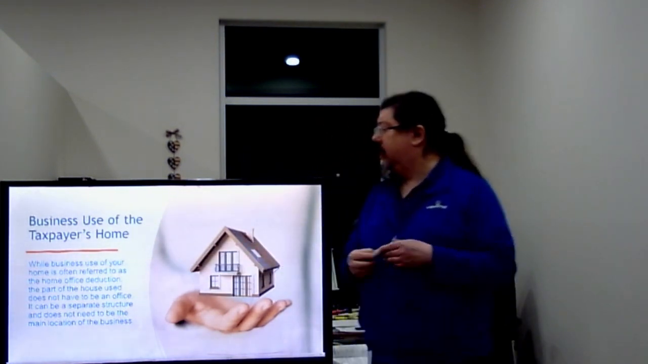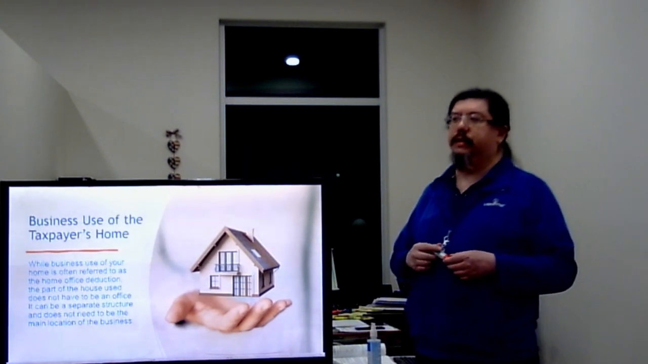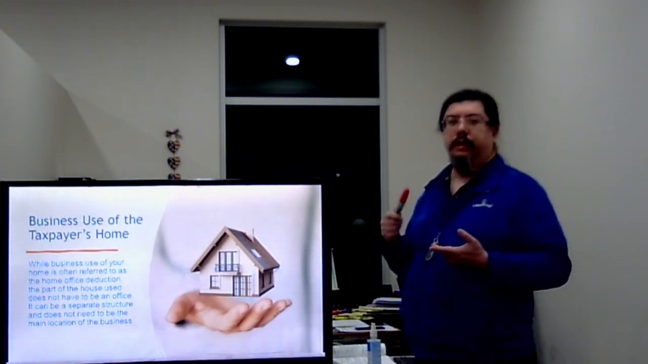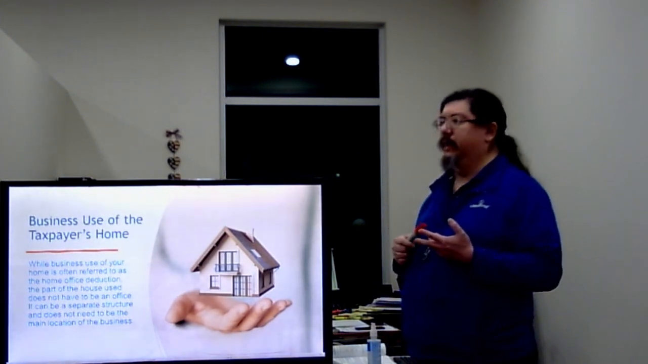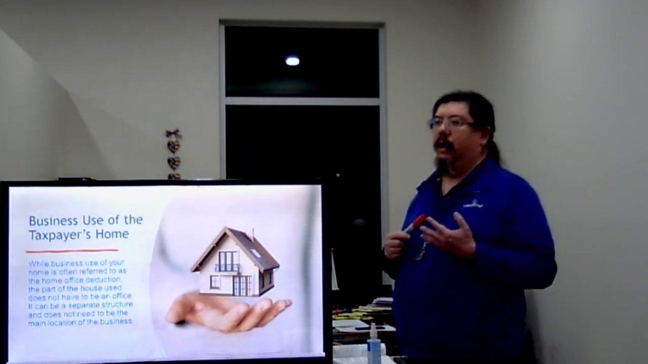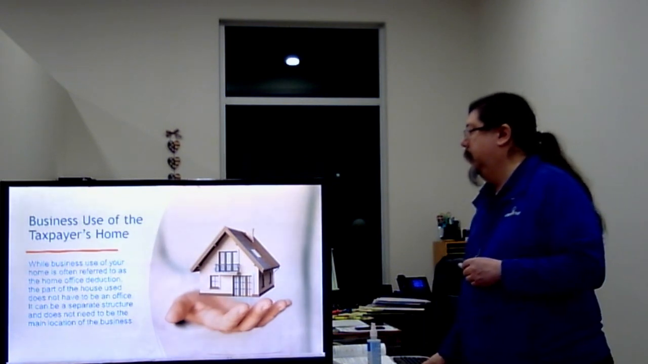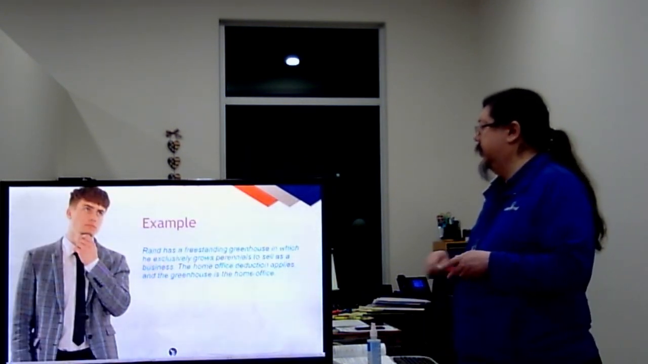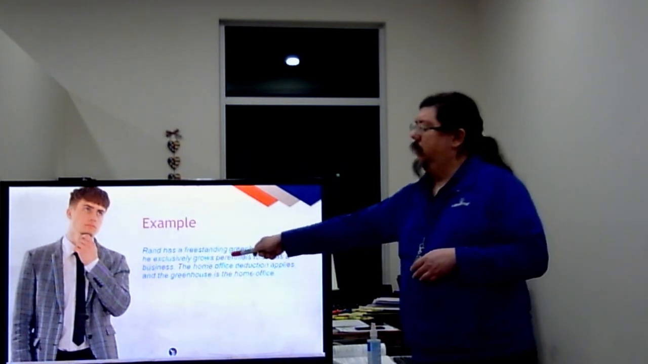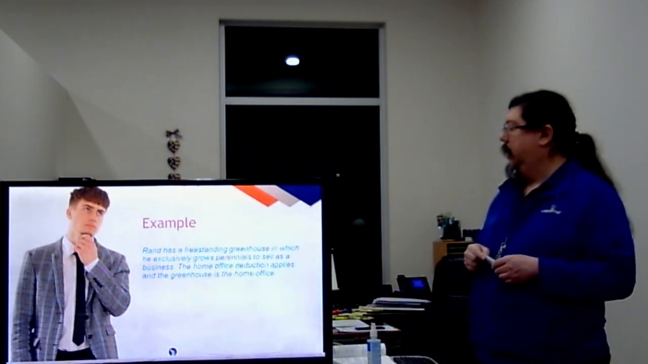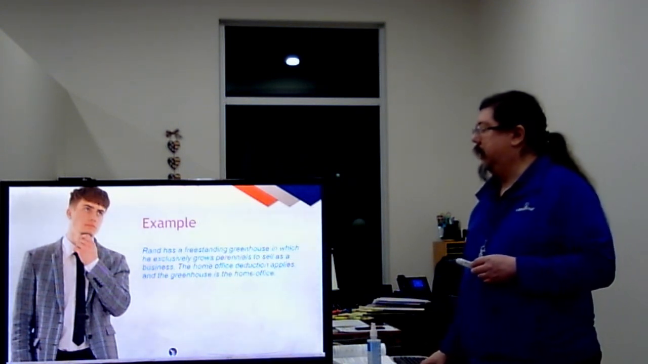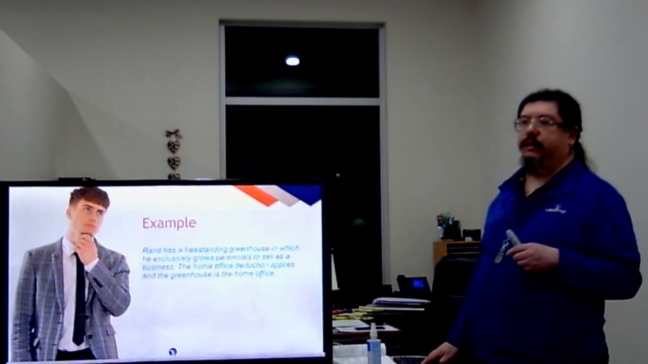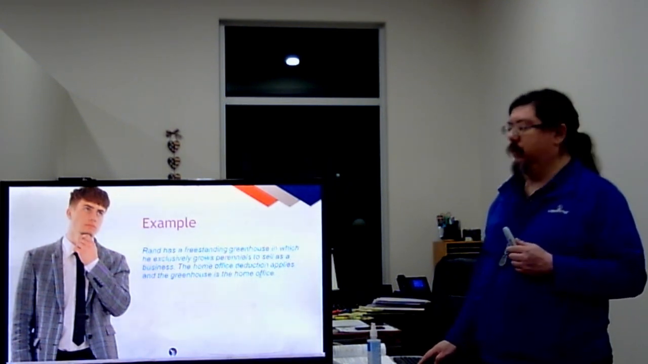Business use of home is often referred to as the home office deduction, but it doesn't really have to be an office. It can be storage, or it could be a workspace, and things like that. Okay, Grand has a greenhouse, and that would be a separated building, and that would count as a principal business location for his home office deduction. It's not a home office deduction, business use of home is the technical term.